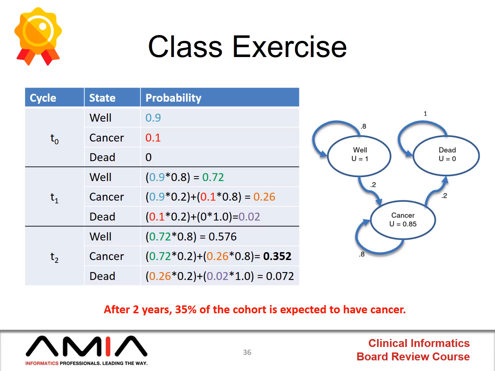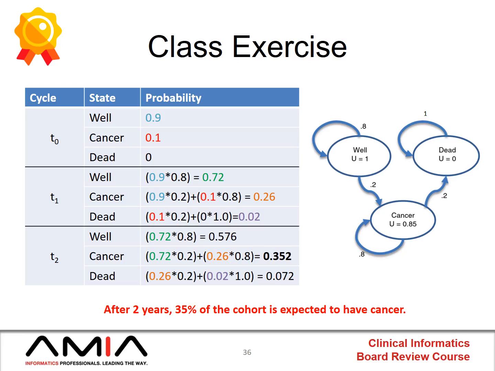The problem tells us that the initial probability of wellness is 0.9, the initial probability of relapse is 0.1, and the probability of death is 0. So that's our starting population. And we know from the Markov chain, from the graph on the right, what the probability is that they're either going to stay there or transition to another state.